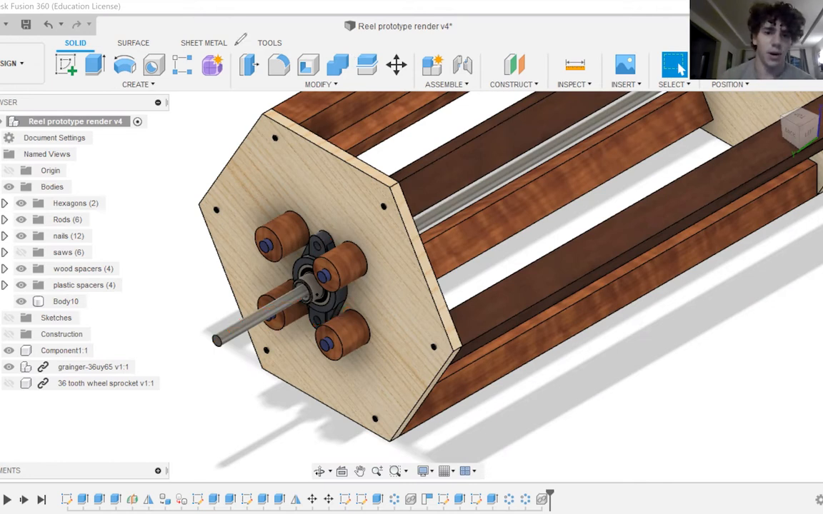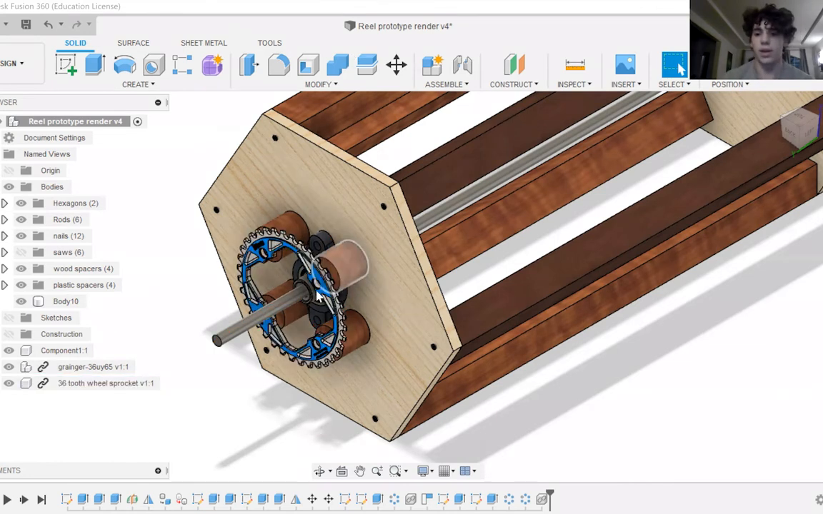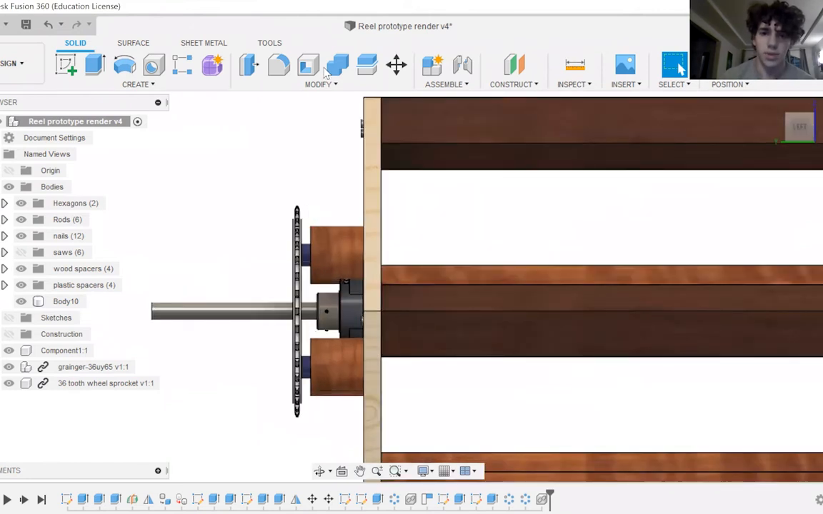Next, we have our interface with our chain system using this chain ring right here. Essentially, the chain will fit around the chain ring like this, pulling the chain ring and spinning the entire part. We will attach the chain ring to the part using these spacers.